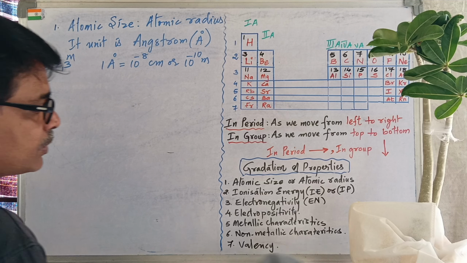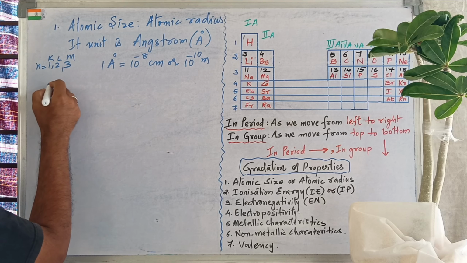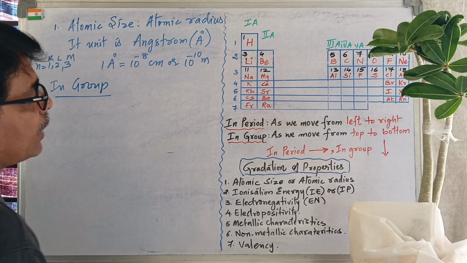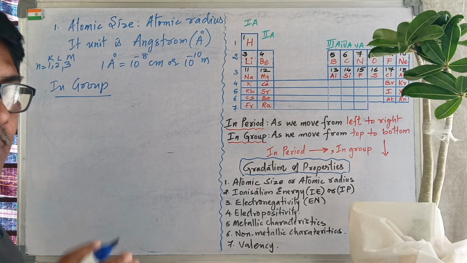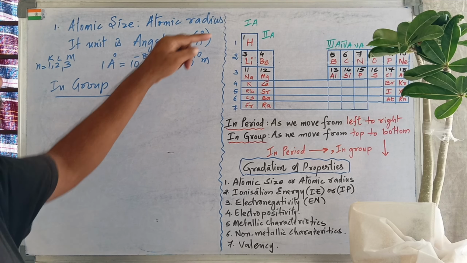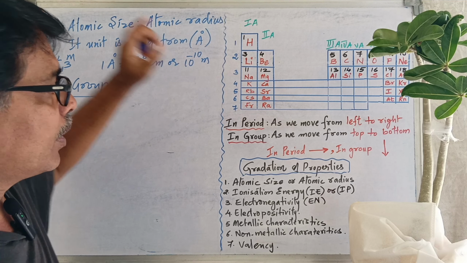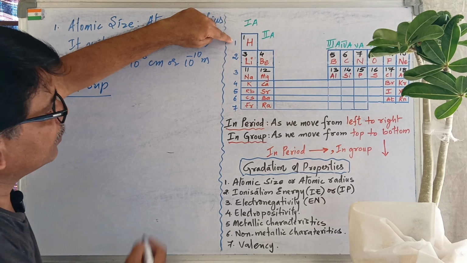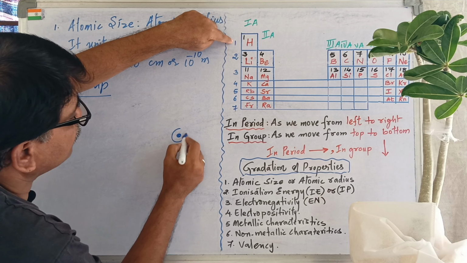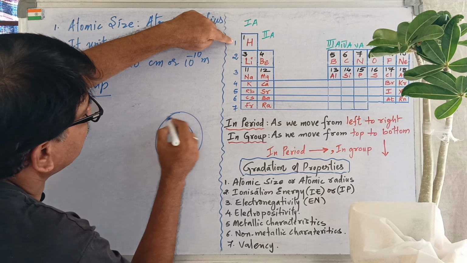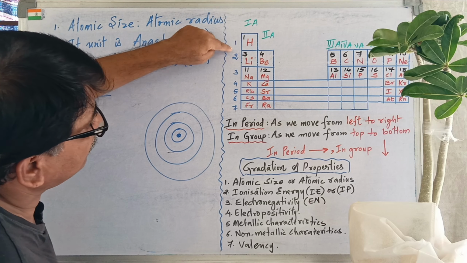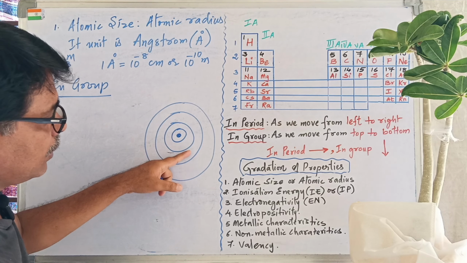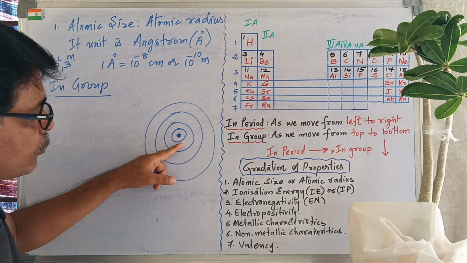Now let us discuss the same thing in case of groups. In a group, as I told you, in a period we move from left to right; in the same manner, in a group you have to say we move from top to bottom. Now, top to bottom, what is happening? See, n is equal to 1, I said clearly just now. This is the nucleus, n is equal to 1, n is equal to 2, n is equal to 3, n is equal to 4. Every time there is an additional shell, there is an extra shell.